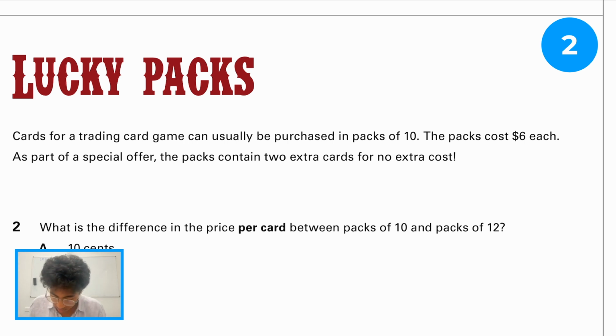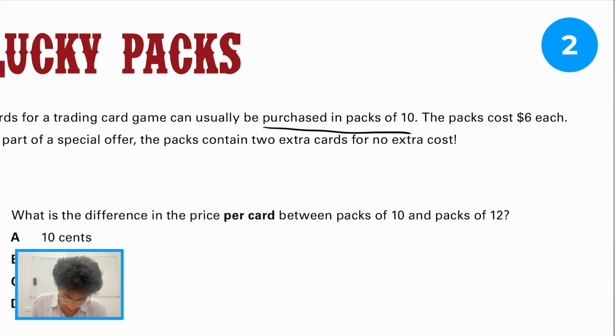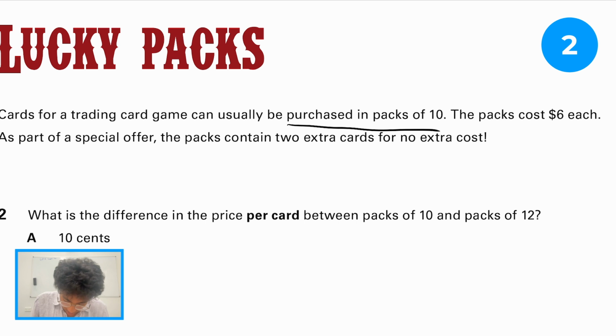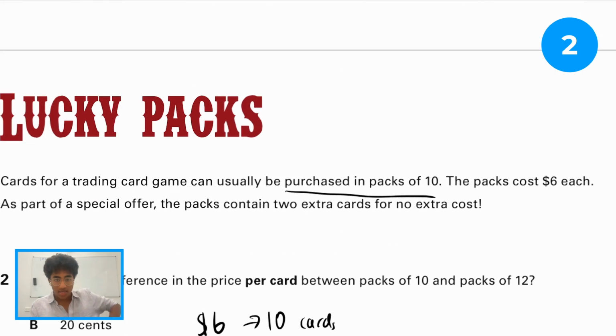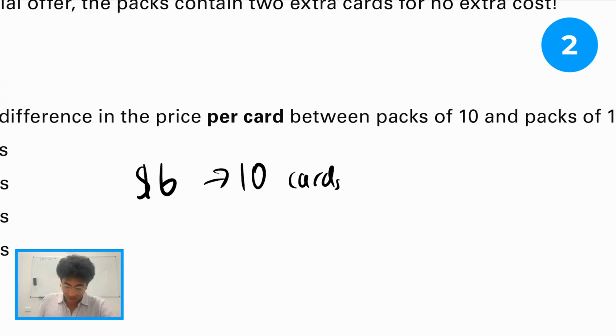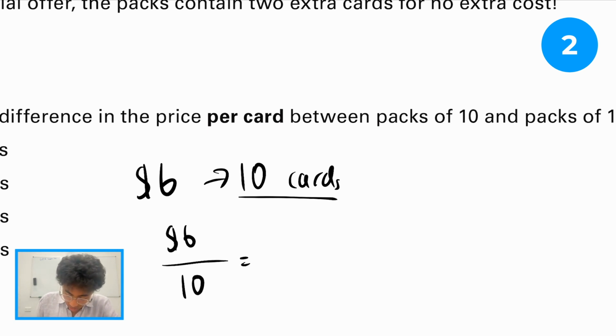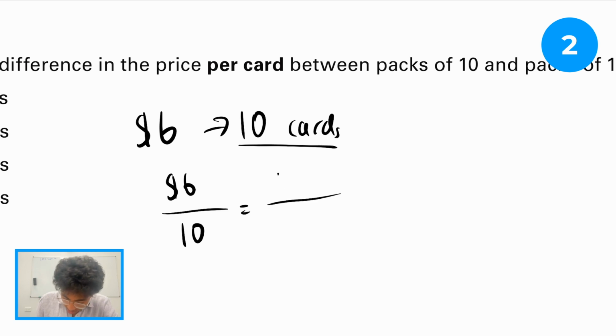Let's look. So you can buy them in packs of 10. Okay, and the packs cost $6 each, right? So that means for $6, you buy 10 cards. So if we spend $6, we get 10 cards, right? So this means that to find how much 1 card costs, we do $6 divided by 10. When we do this, we see how much each card costs. So $6 is 600 cents. So we have 600 and we divide it by 10. So that means each card is 60 cents.